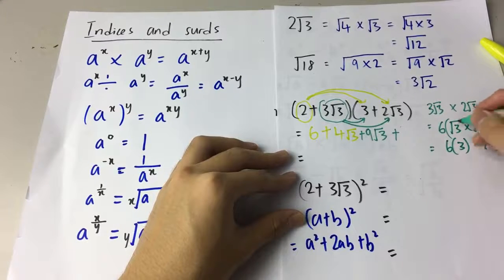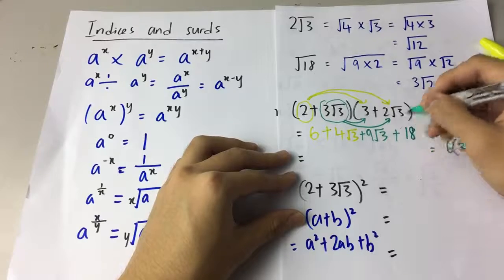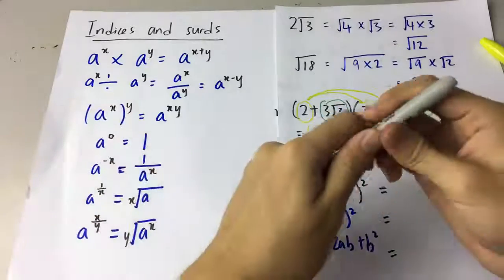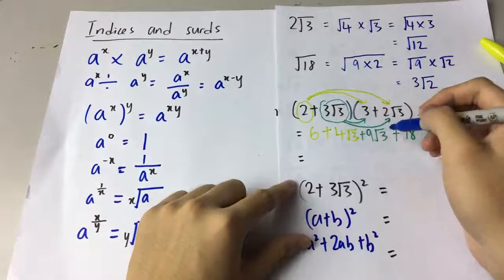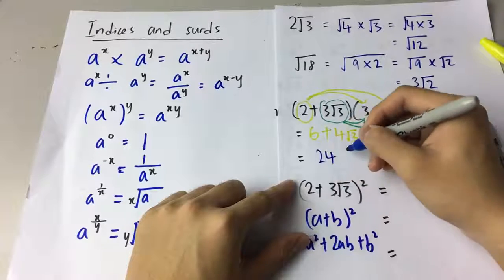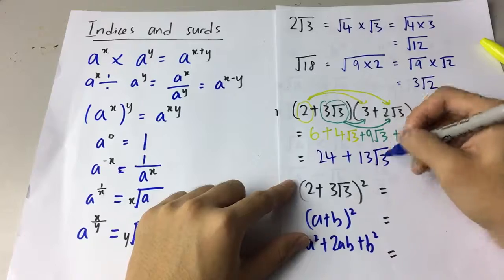You need to work this out in your mind. Remember, if there are 2, that means it's like raised to the power of 2, then cancel out the root together. So you get 18. Then we gather all the terms together. 6 plus 18, we get 24, plus 4 root 3 plus 9 root 3, we get 13 root 3.